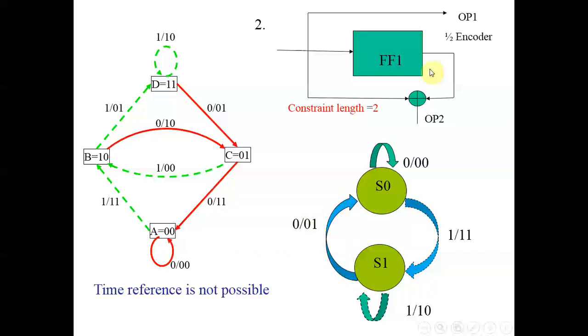But if you are in state 1 and you apply 1, your output will be 1 0, and this one will go here in the next clock, so you remain in the same state. So whenever you are in S1, you receive 1 as the input, your next state is the same state, which is state 1, and your output is 1 0. So this is the state diagram representation of this particular encoder. There are two states because we have one flip-flop.